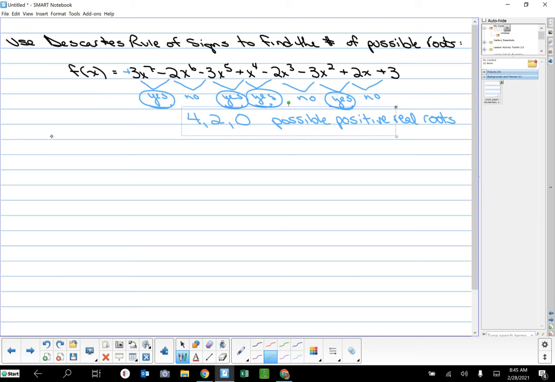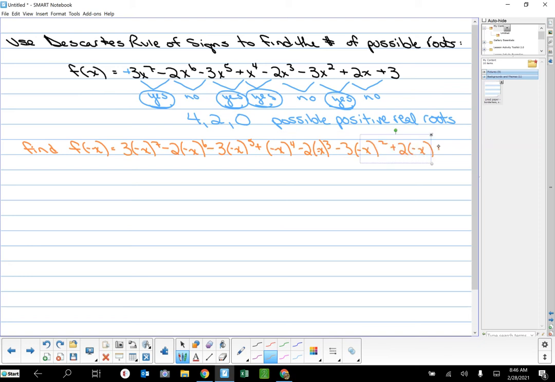Now, the next step we need to do is find f of negative x. And remember, we do that by plugging a negative x in. So 3 negative x to the 7th minus 2 negative x to the 6th minus 3 times negative x to the 5th plus negative x to the 4th minus 2 negative x cubed. Oops, I forgot the negative. Minus 3 times negative x squared plus 2 times negative x plus 3.